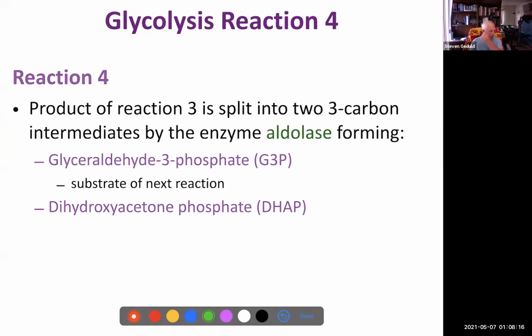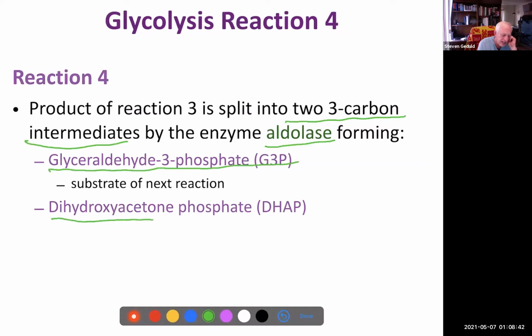Okay. The fourth step in glycolysis. It's a cleavage reaction. It's split into two 3-carbon intermediates. So now remember, fructose, sorry, has 6 carbons. So now you're going to form 2 3-carbon intermediates by the enzyme aldolase. Okay. So you end up with glyceraldehyde 3-phosphate and dihydroxyacetone phosphate. Originally G3P and DHAP. Okay. So this is what we're going to end up with, and we're going to use this glyceraldehyde 3-phosphate in the next step of the reaction.